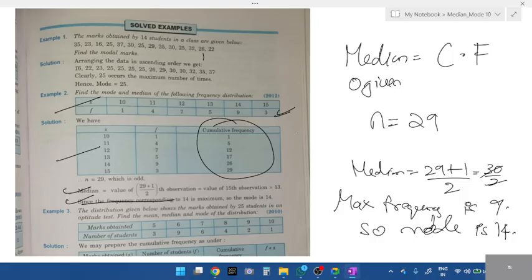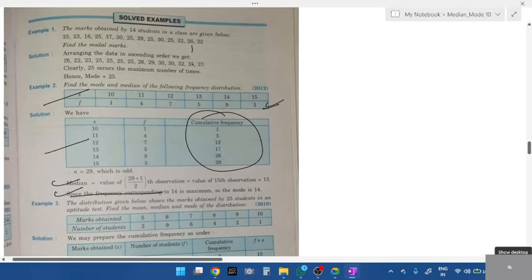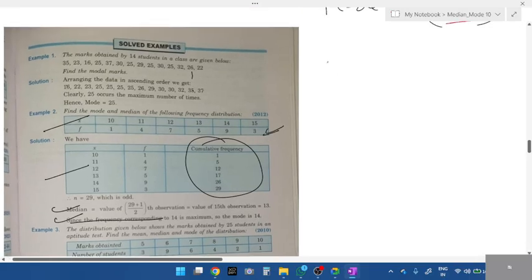Is it clear, students? Did you all understand? All of you understood? Okay. In the same question, what if they ask the mean question? Mean. If two values are there, what is the formula? Direct method. What are the three methods we have? All of you will respond. What are the three methods?